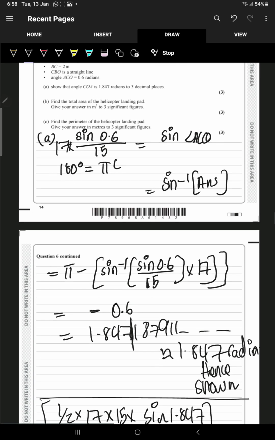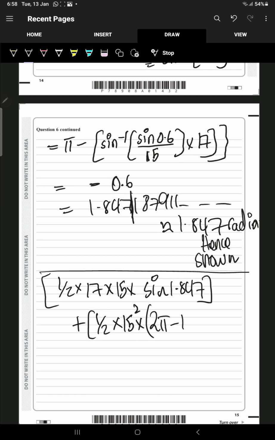If you add these both areas, let's see what you get. Let me sub this into my calculator.